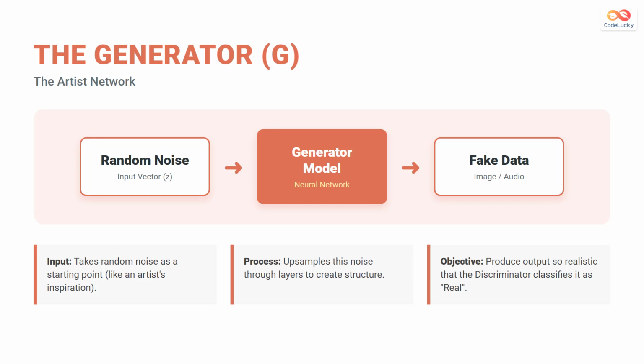In technical terms, the forger is called the generator. It takes random noise as input, think of this as a spark of inspiration, and passes it through a neural network to output a piece of data, like an image. Its only objective is to trick the system into believing its output is real.